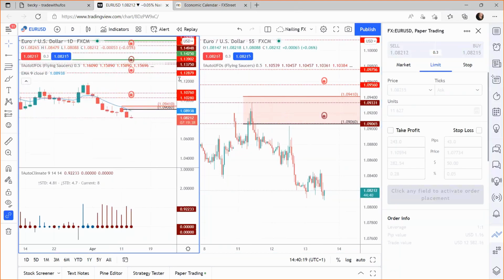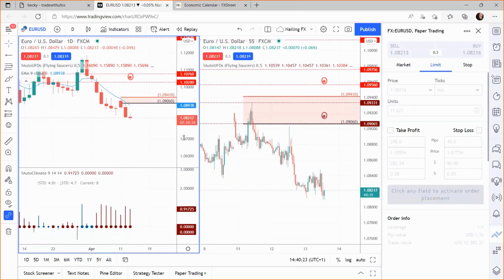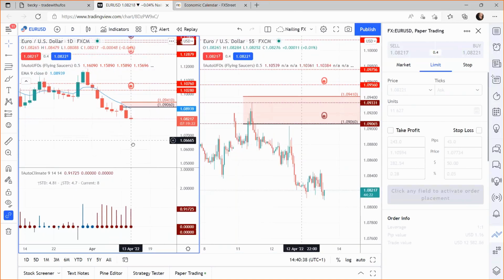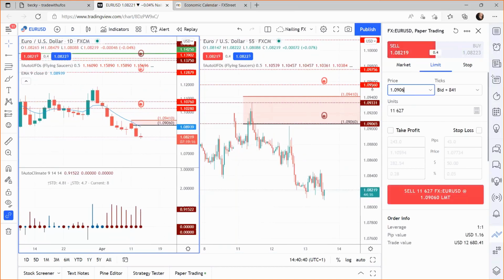In this case, we also see that on this left-hand side, we don't have green UFOs. We don't see these green UFOs that show us where we have buyers, which is obviously what we normally want to see. We don't see that. So we're going to do the same as we did with the last trade and have a trailing stop. So entry is 1.0906.